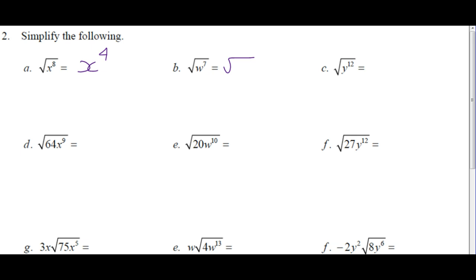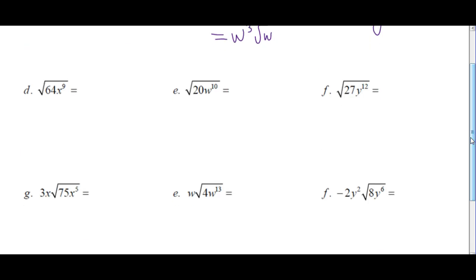If it's odd, what do we do? We write it as the root of w to the 6th times the root of w. What's the square root of w to the 6th? It's w cubed. Root w, right? We still have one root w left over. If I want to go from mixed radical to entire radical, then I have to square this and put it under a root sign, right? It gives me the w to the 6th, times root w gives me the root of w to the 7th. Square root of y to the 12th is y to the 6th.